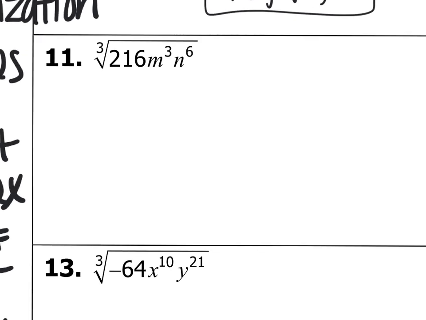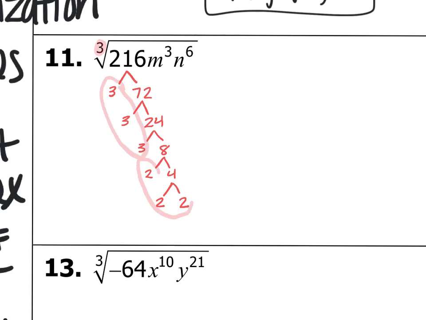So my prime factorization here with 216 can be 3 and 72, 3 and 24, 3 and 8, 2 and 4, 2 and 2. I need them in groups of 3 because my index is 3. So on the outside of my radical, I'll have 3 times 2, and now it's time to deal with my variables.